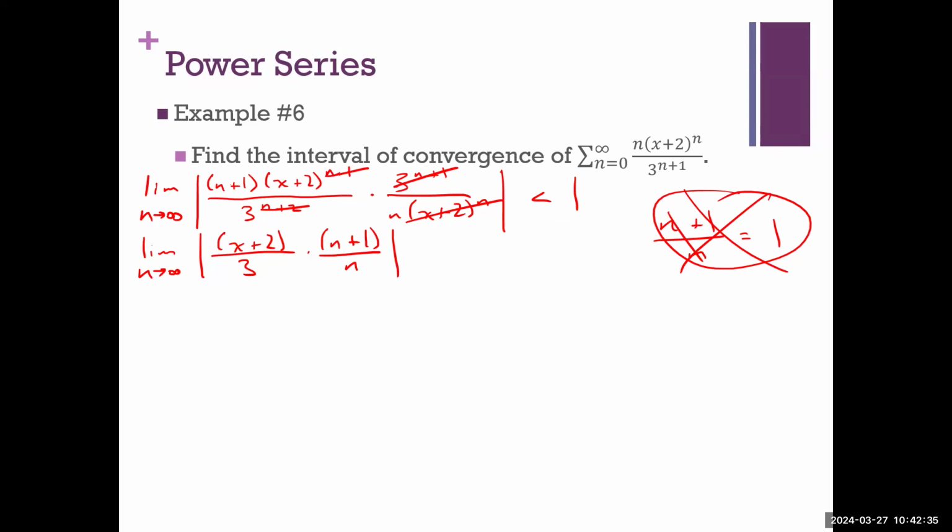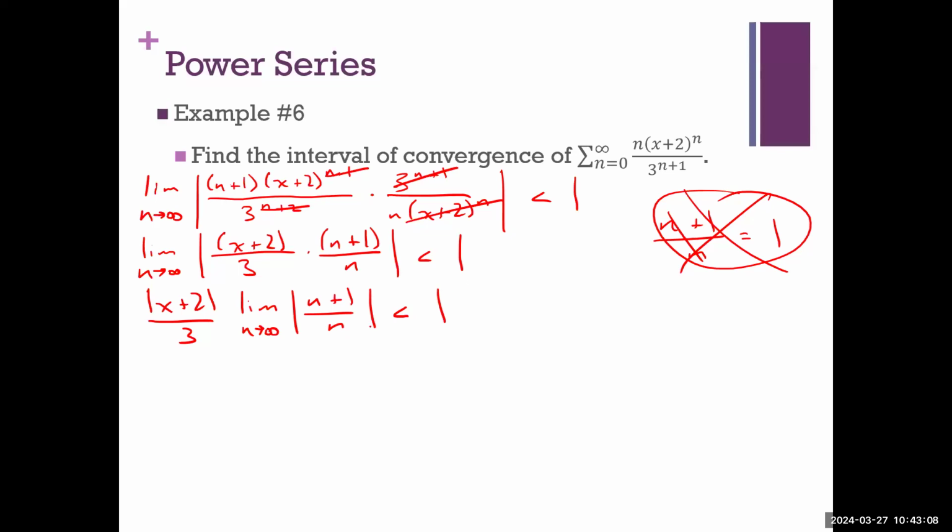All right. Now what? Simplify a lot. Well, I think it's 2 or 3. Right, so I'm going to pull out the absolute value of x plus 2 over 3, times the limit as n approaches infinity of the absolute value of n plus 1 over n. Question? All right. Can we deal with that limit now?